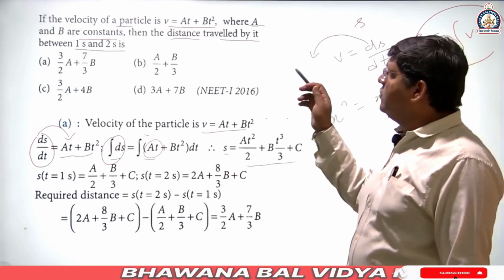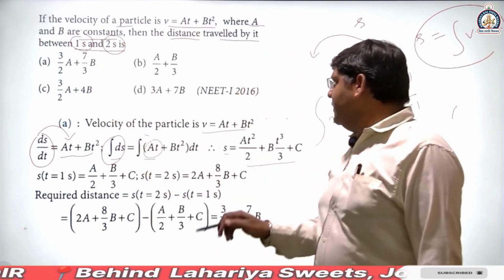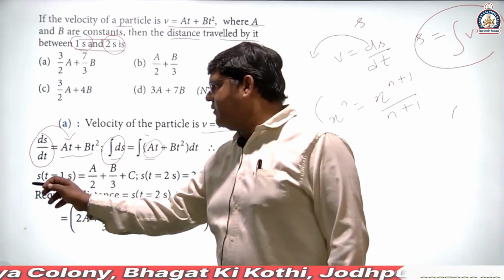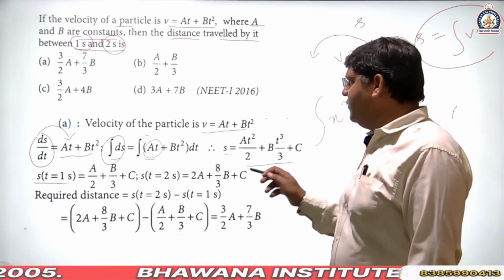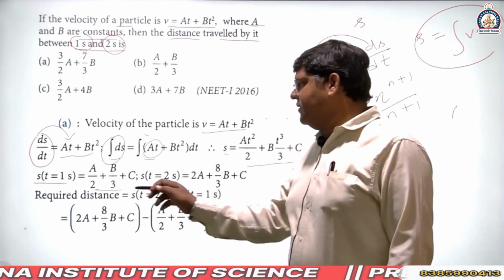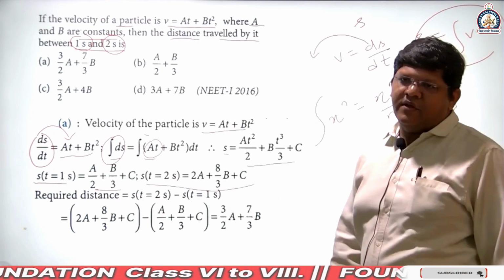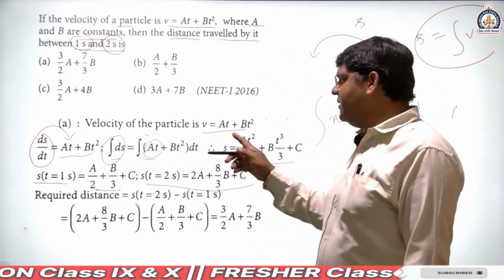Okay, now according to the question we have to calculate the distance between 1 second and 2 seconds. So in this equation, first we calculate the distance at t equal to 1. So put t equal to 1. On solving we get this equation. For s at t equal to 2 we get this equation. Now this is the required distance at t equal to 1 second, and this is the required distance at t equal to 2 seconds.